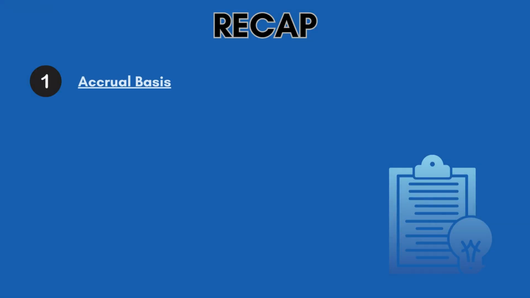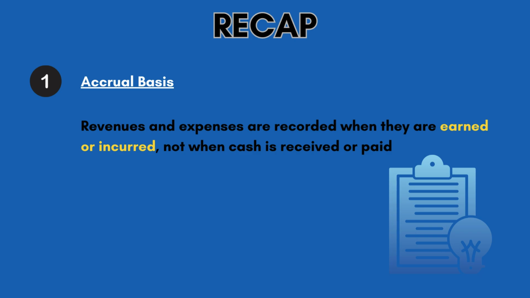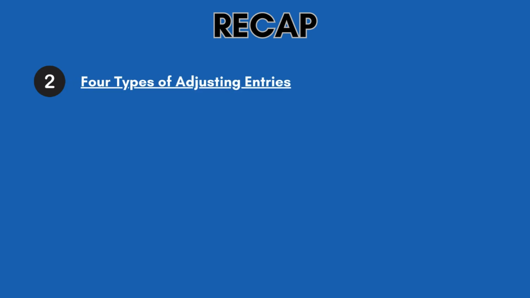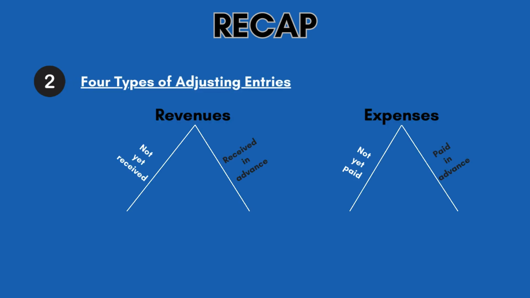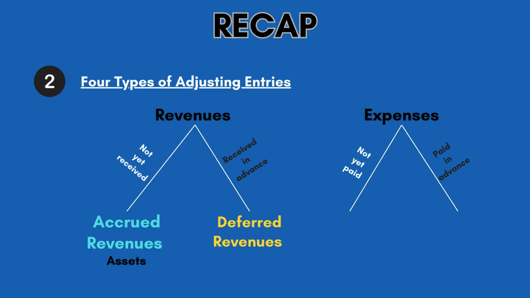To recap, we covered the accrual basis of accounting, the importance of adjusting entries, and the 4 types of adjusting entries: accrued revenues, deferred revenues, accrued expenses, and deferred expenses. Accrued revenues, revenues earned but not yet received or recorded. It is an asset. Deferred revenues, cash received in advance for services or goods to be provided in the future.